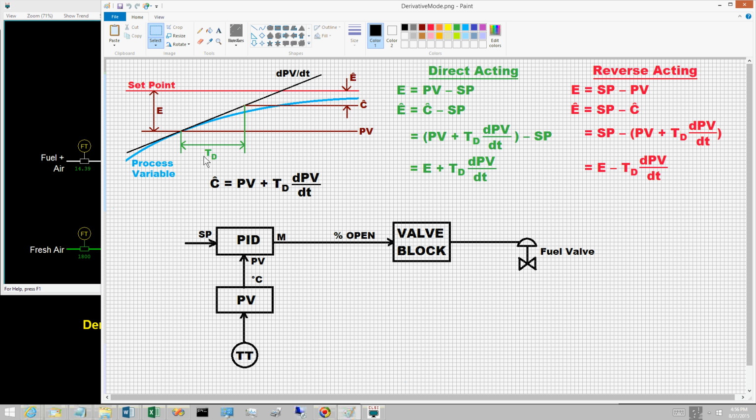If the value of T sub D is too short, the full potential of the derivative mode is not realized. If the value of T sub D is too long, the errors in the projected value C hat are excessive, leading to cycling and possibly instabilities in the loop.